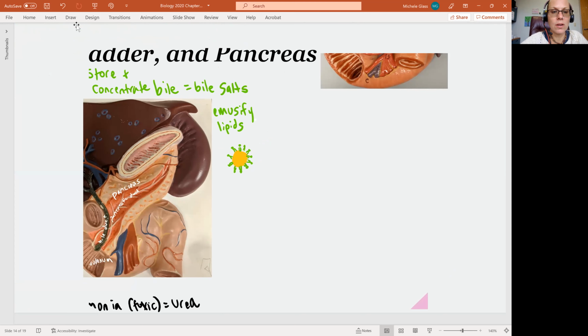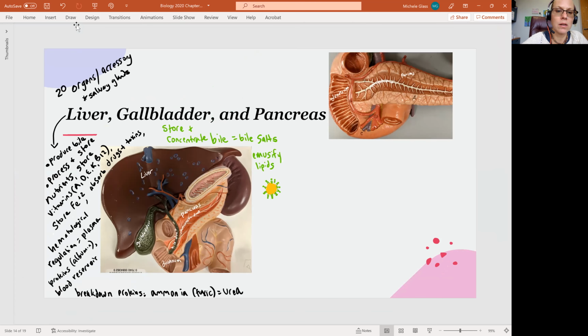We will see that the gallbladder production is going to be controlled by the hormone cholecystokinin, which we can abbreviate as CCK.